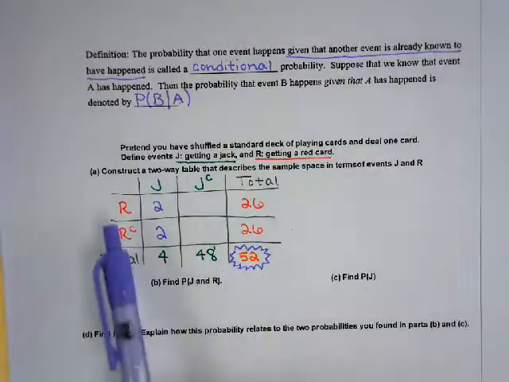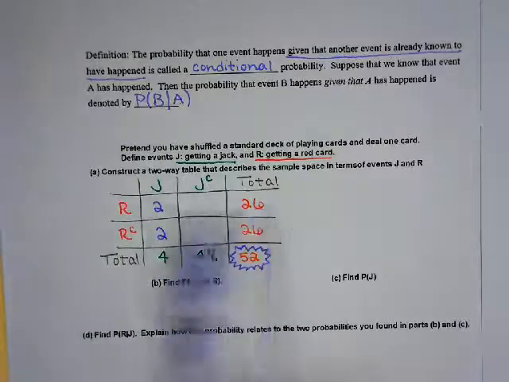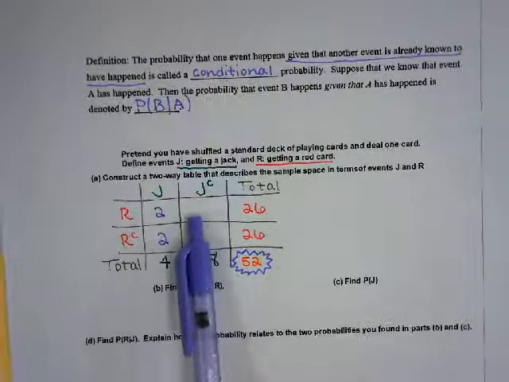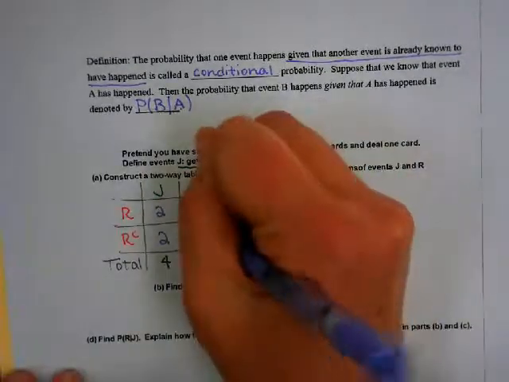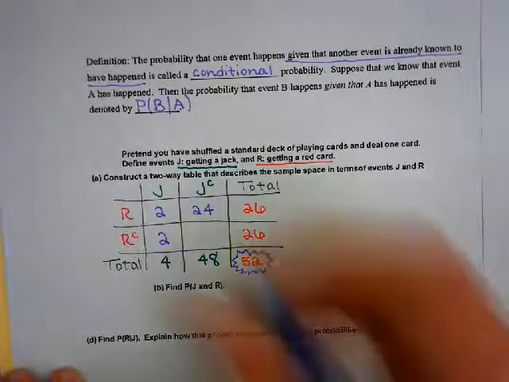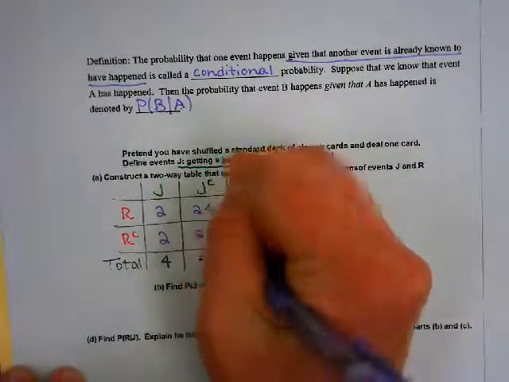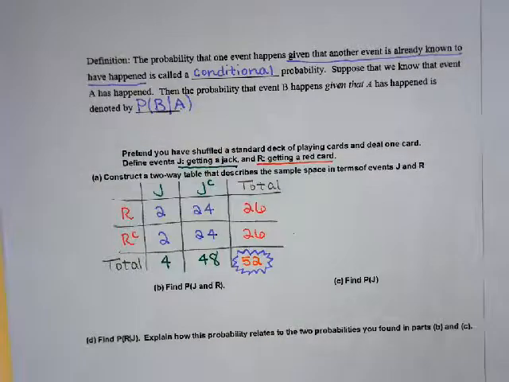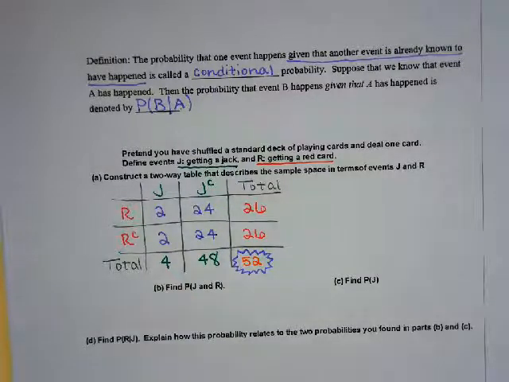And of 26 red cards, 2 of them are jacks, which means that 24 are not jacks. Same with the non-red, non-jack cards, 24 of them. So like I said, we've done this two-way table before. It's a good little reminder on what we're going to have to do and what we haven't done before.